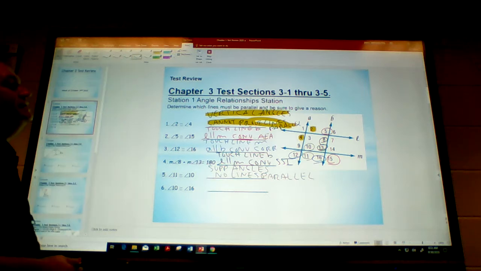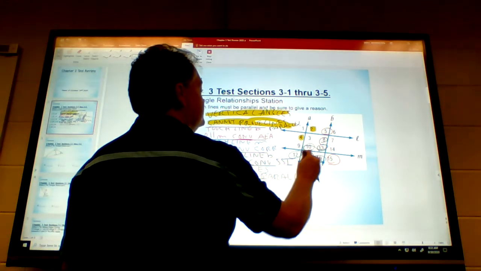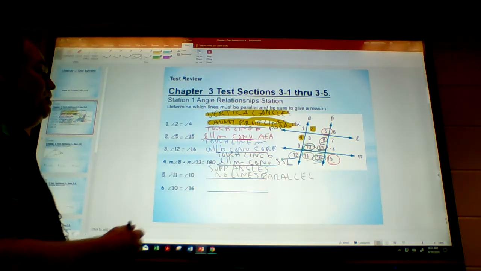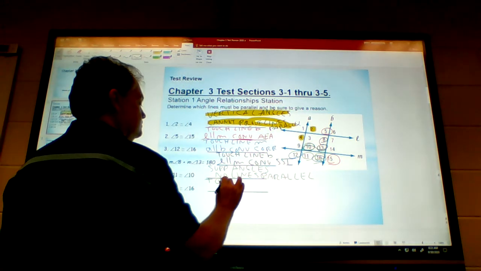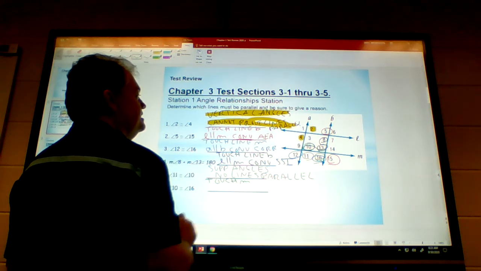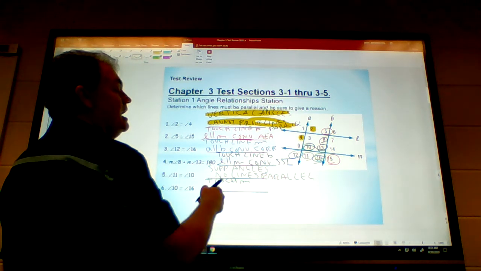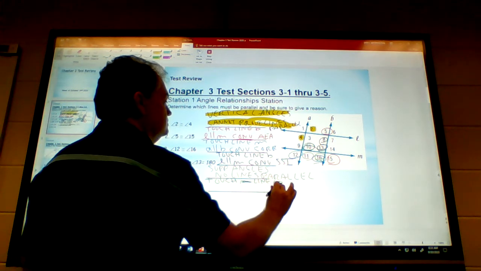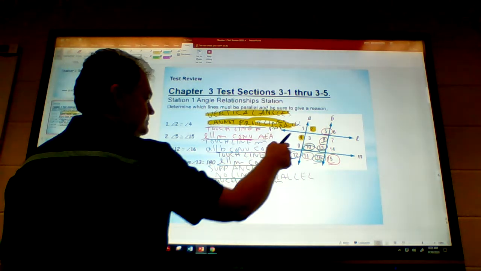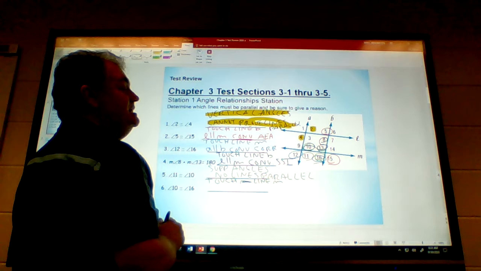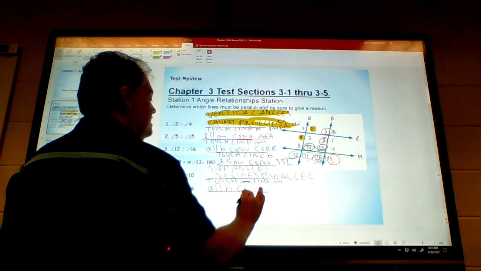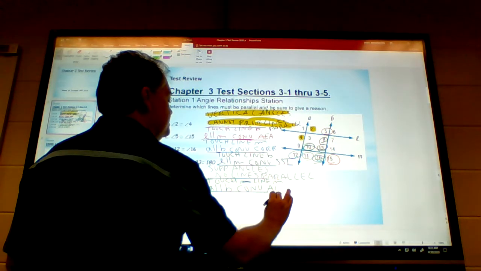All right, but we can look at 10 and 16. Sorry about that, it slipped. They both touch line M. Since they both touch line M and they are alternate interior angles, that means that A is parallel to B by the converse of alternate interior angles.